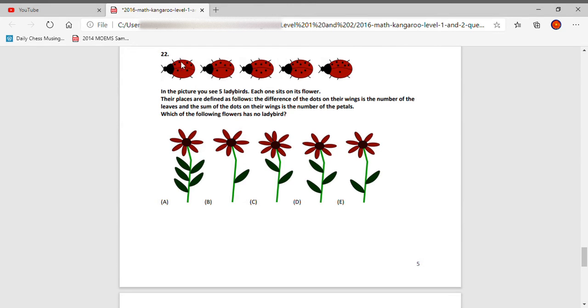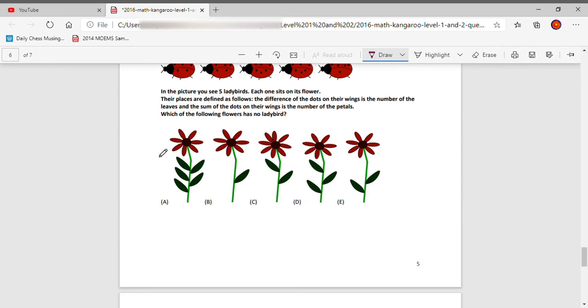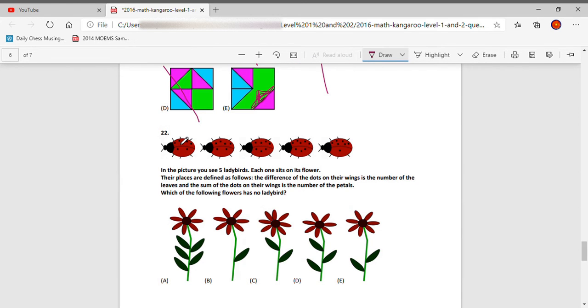So 5 is on the first, so there's 5 dots on the first wing of this ladybug. And there's 2 here. So 5 minus 2 equals 3. So this one would already, we know, be on D because it's the only one with 3 leaves. But let's add just to make sure. 5 plus 2 equals 7. There is 7. So D cannot be an answer because this one goes on D.